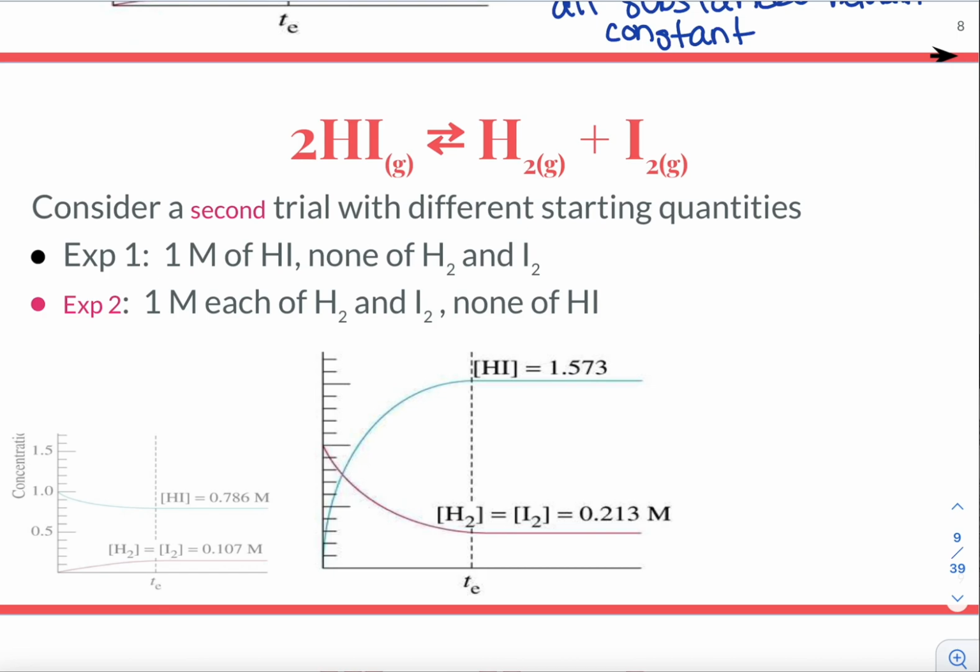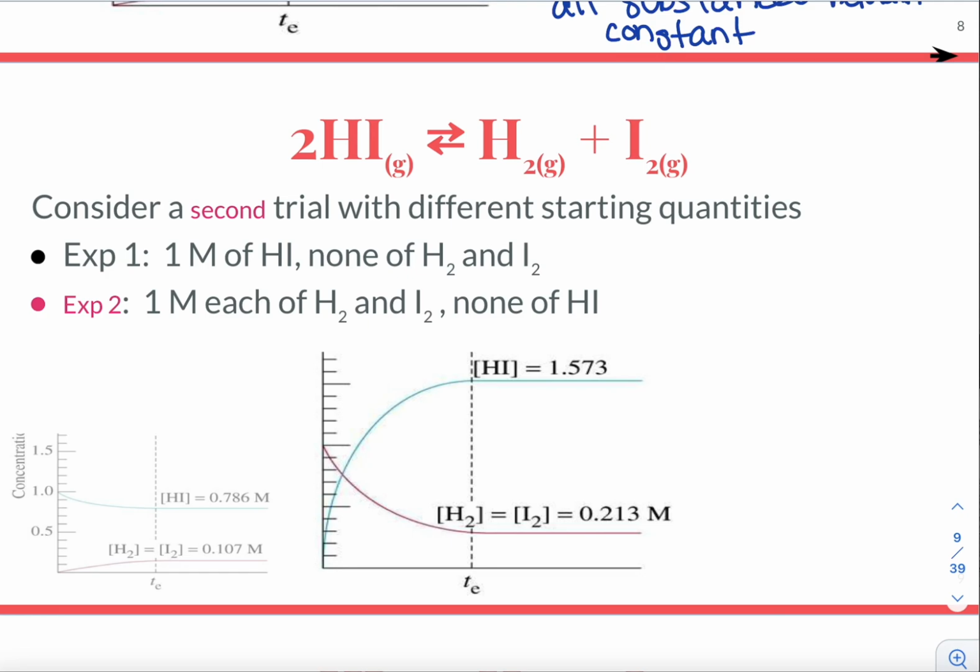Okay, so here you can see we have the same graph here so that we can compare, but that's not the one we're talking about, so it's a lot lighter. So here, we're doing the opposite. We're starting with 1 molar each of H2 and I2, and none of HI. So in this one, over here, we only had the reactant when we first started, so at time 0 right here, before any reaction happened, we only had the reactant. So that went down, and then the products started forming until they reached this equilibrium, right?